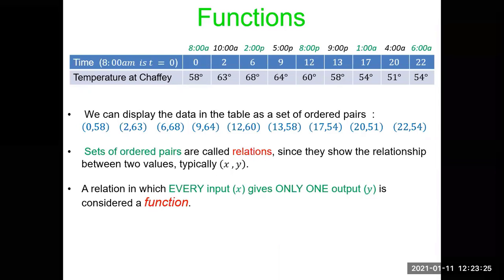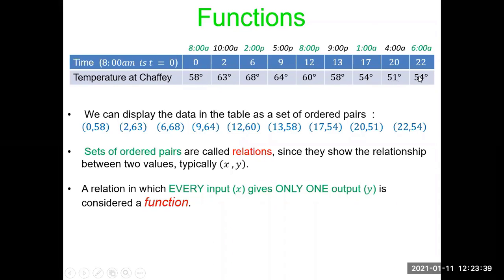So in particular, a relation in which every input, which would be a time, gives me exactly one output, which would be a temperature, is referred to as a function. It's a very particular type of relation, and it's really important that we understand and then say this mantra over and over. A function implies that every input, or every x, gives only one output or only one y. So let's take a look at why and if a function is so important.